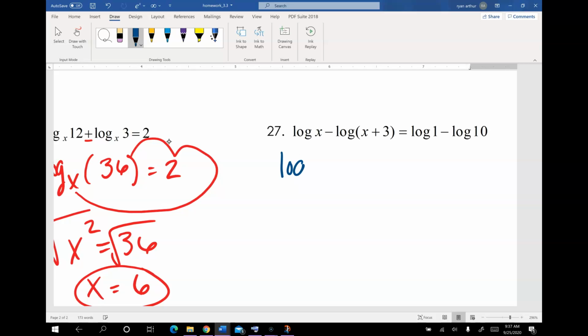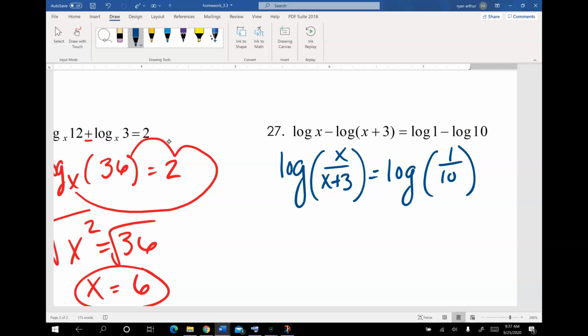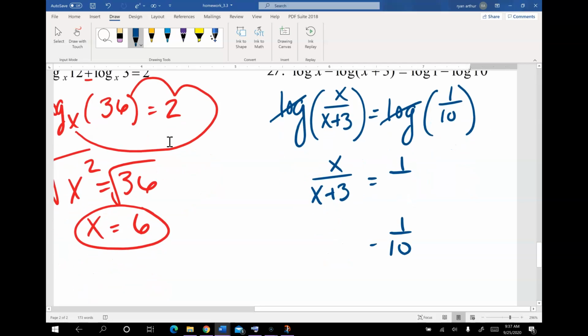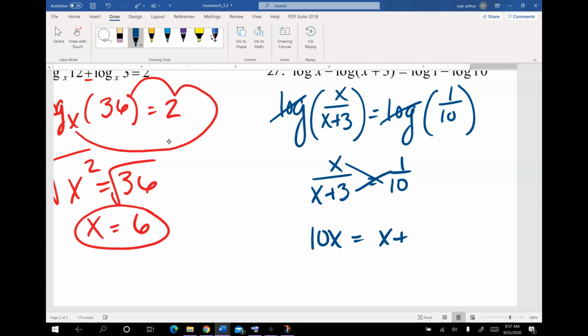So we're going to say log of x divided by x plus 3 equals, they're also being subtracted on the right-hand side, so we're going to divide them, and we're going to say log of 1 divided by 10. Now they're both single, the logs cancel, and I have x over x plus 3 equals 1 over 10. Think back to math, it's a proportion. Proportions you cross multiply. So we're going to cross multiply here. x times 10 is 10x. x plus 3 times 1 is just x plus 3.